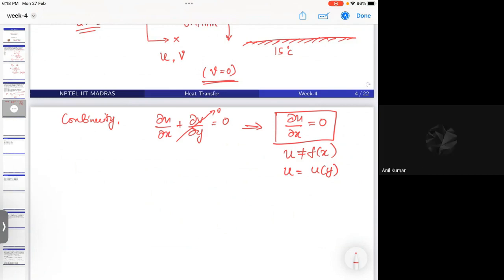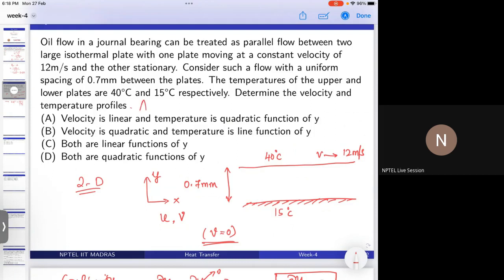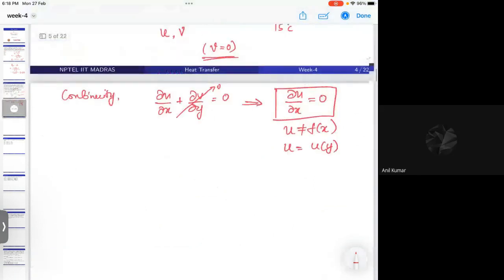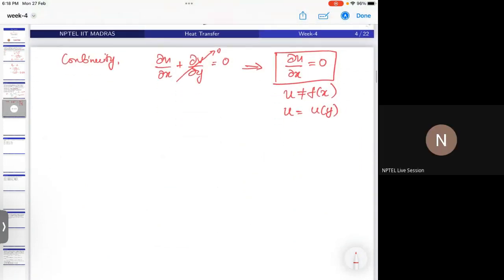But sir, are we considering the flow to be steady? Yeah, you can assume steady flow. I have not mentioned it, right? Okay, you can assume steady. So u is a function of y only. That is the insight we get from the continuity equation.